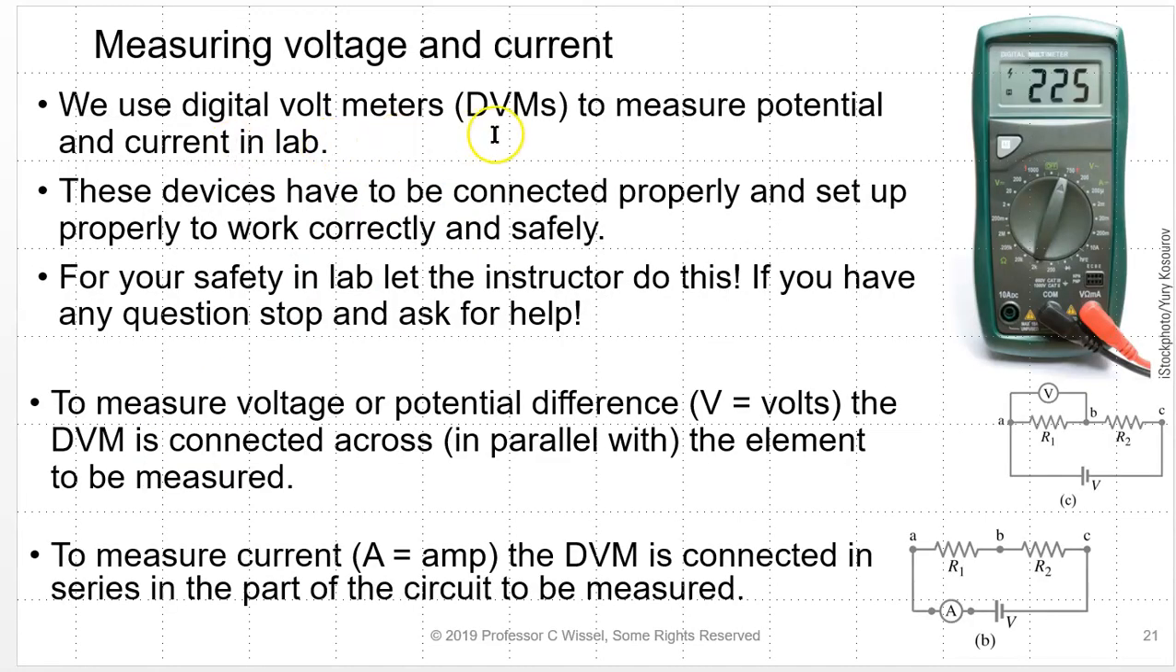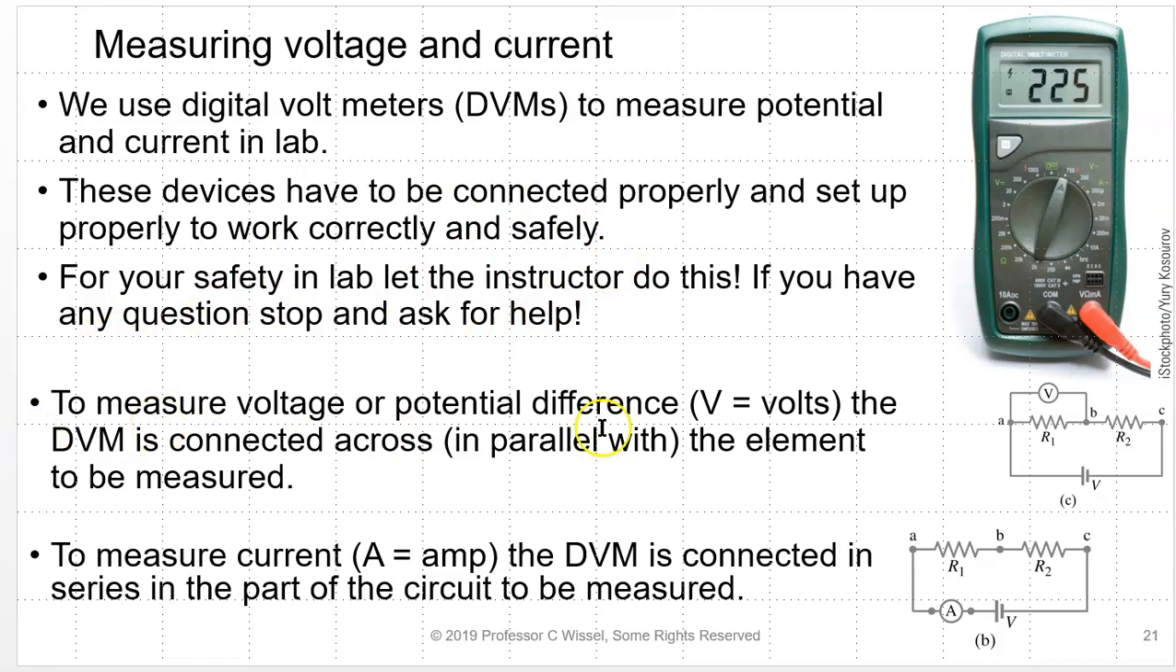We use digital voltmeters called DVMs to measure potential and current in labs. You can also use them for resistance. These devices had to be connected properly and set up properly to work correctly and safely. For your safety in lab, let the instructor do this. If you have any questions, stop and ask for help.